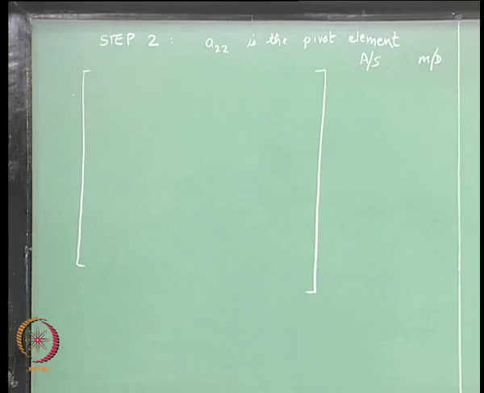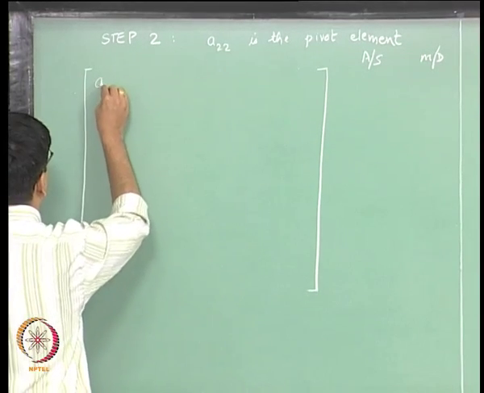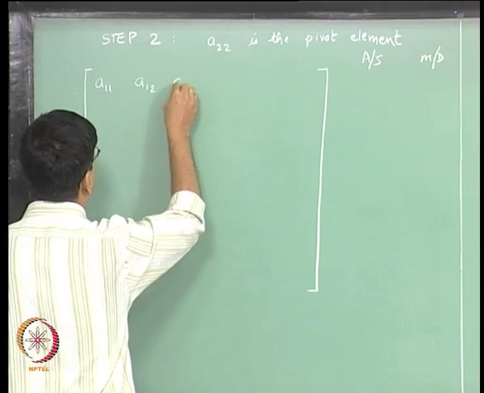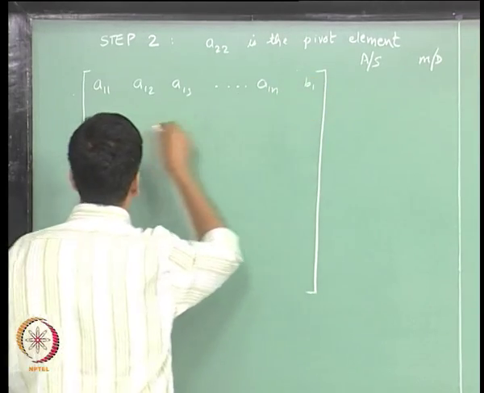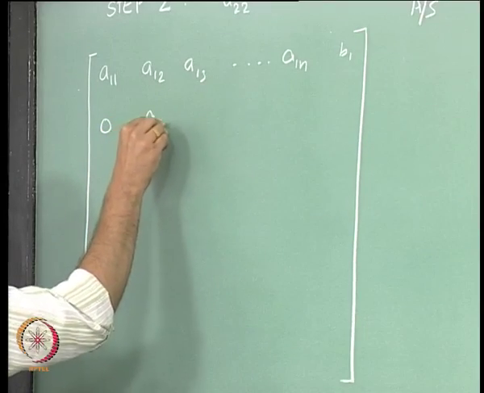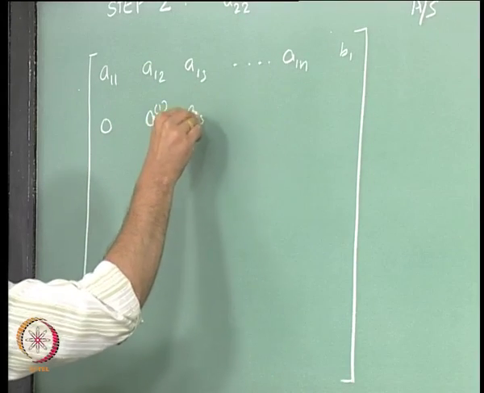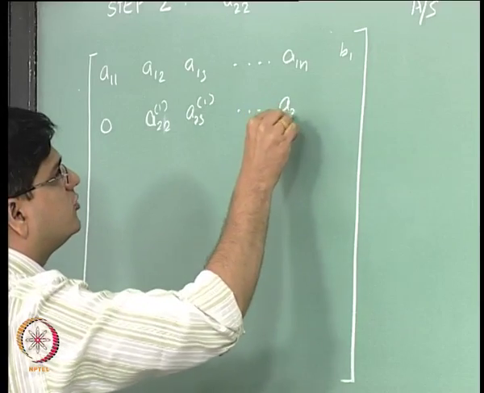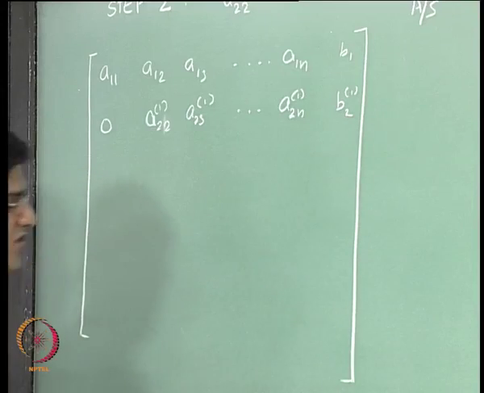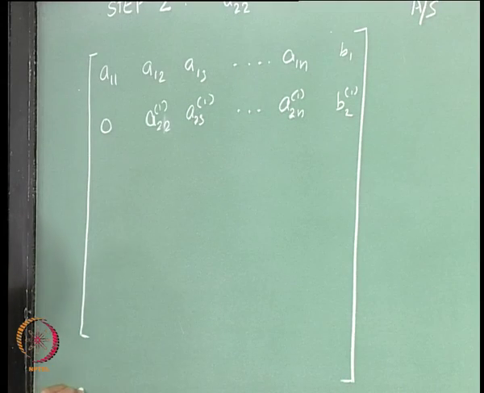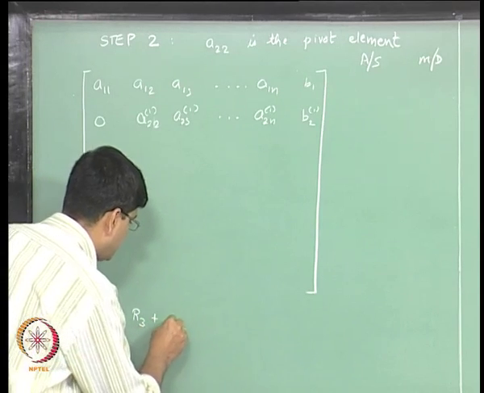Okay. Row 1 unchanged, row 2 unchanged, so I will just copy those rows as they are: A11, A12, A13 and so on, A1n, B1, 0, A221, A231 and so on up to A2n1, B21.